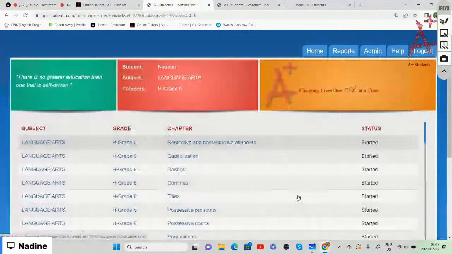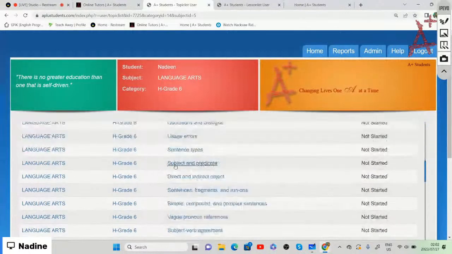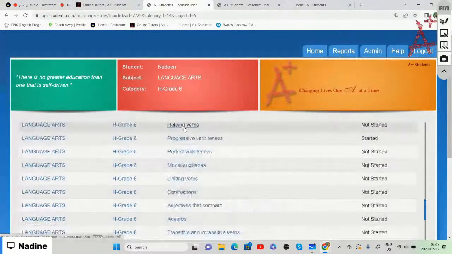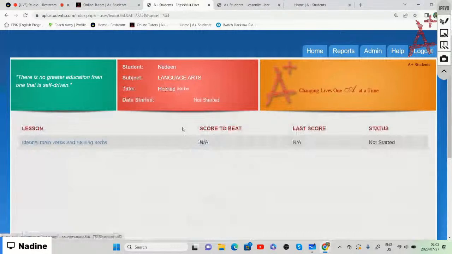All right, so once you've selected the subject of language arts, which is English, grade 6, you're going to scroll down to the chapter of helping verbs. So we're going to click on helping verbs. So our chapter is helping verbs. And the lesson that we are going to be focusing on today is identify main verbs and helping verbs. So identifying main verbs and helping verbs.